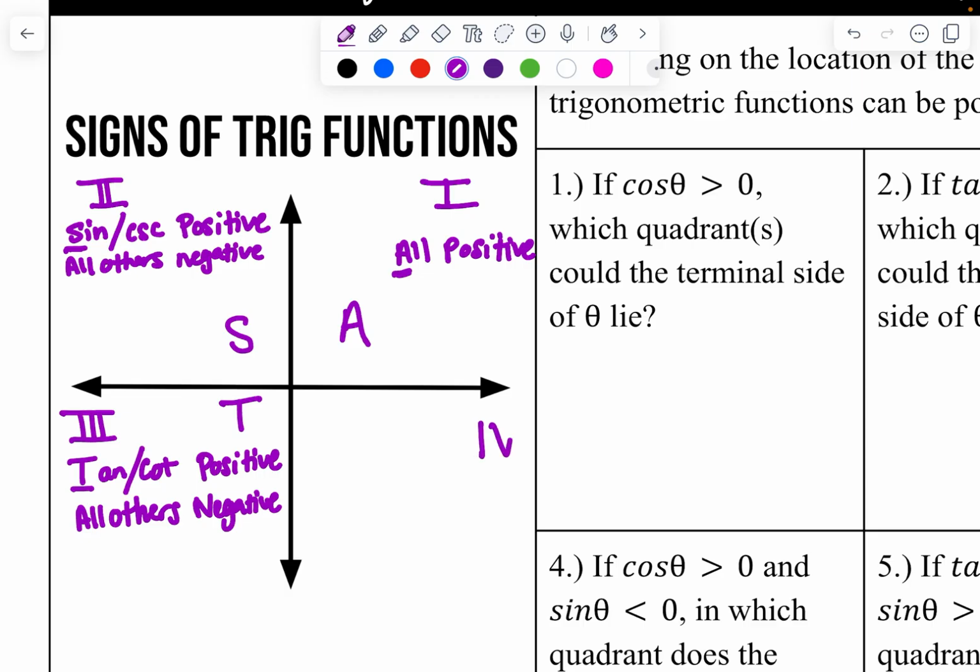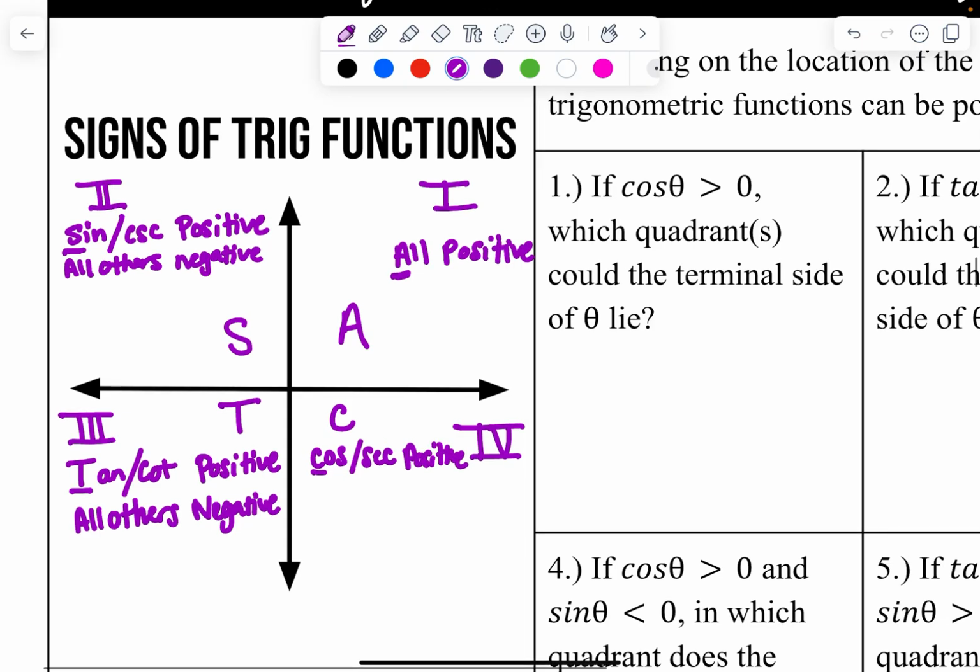And then over here in quadrant 4, it's the cosine that's positive. So the cosine and secant are positive. All others negative. So the sine, the cosecant, the tangent, and the cotangent would all be negative in quadrant 4.